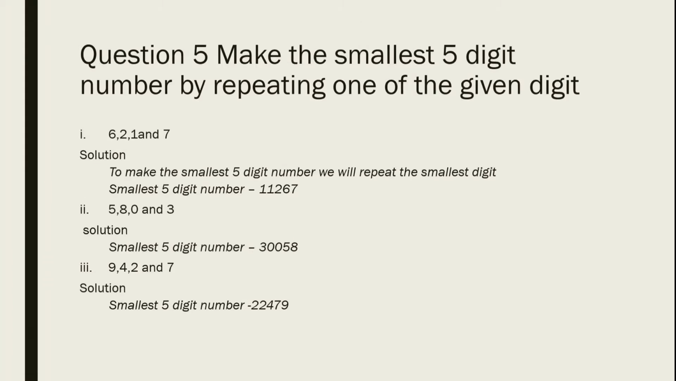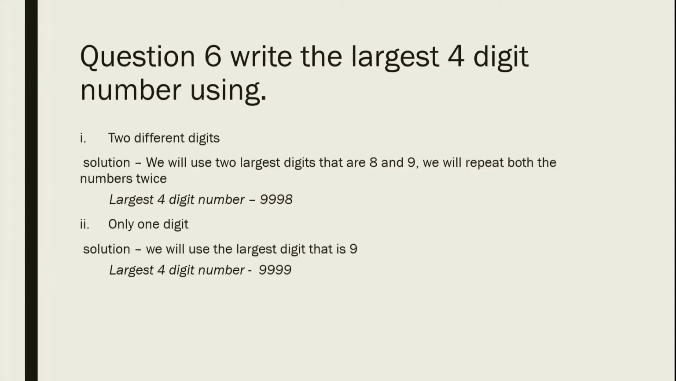Question number 5. Make the smallest 5 digit number by repeating one of the given digits. The given digits are 6, 2, 1 and 7. To make the smallest 5-digit number, we will repeat the smallest digit. The smallest 5-digit number is 11267. Now you have to solve these two questions.